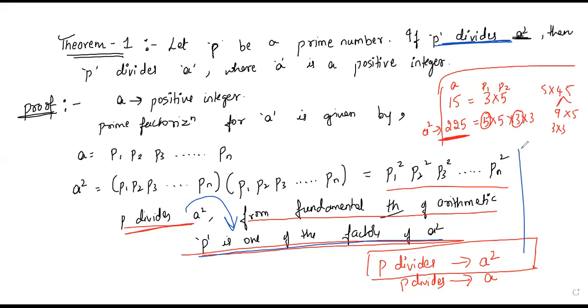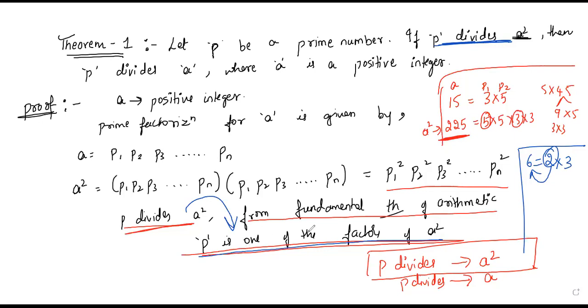For example, what are the factors for 6? 2 into 3. Correct? So, if 2 is a factor of 6, it can divide 6. Yes or no? Yes, ma'am. That is the concept here. If P divides A square, then P is a factor of A square. If 2 divides 6, then 2 is a factor of 6. Understood? Clear? That's it. Simple.